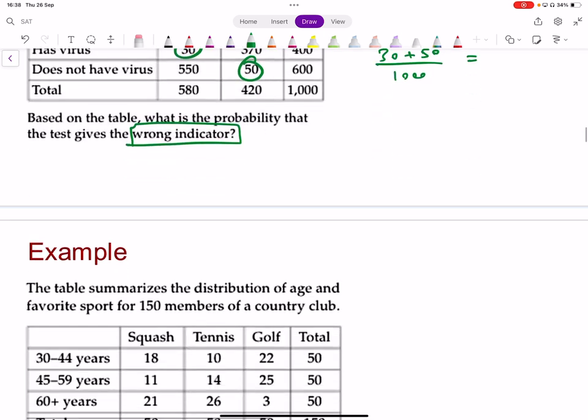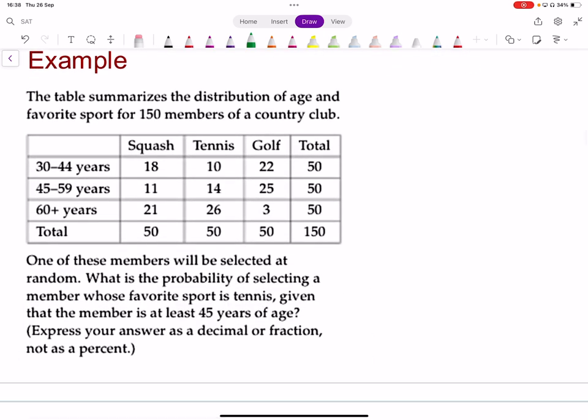Okay, let's move on. Let's have a look at this. The table summarizes the distribution of age and favorite sport for 150 members of a country club. One of these members will be selected at random. What's the probability of selecting a member whose favorite sport is tennis, given that the member is at least 45 years of age? That's given. So that has to be the denominator. Okay?